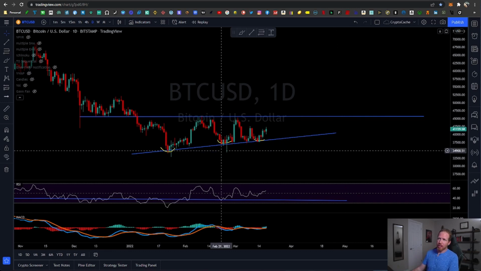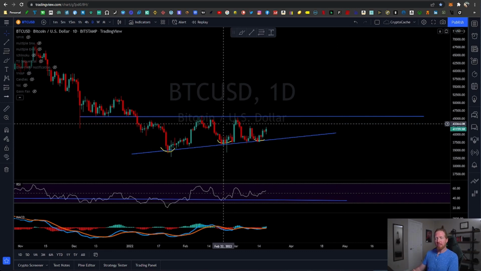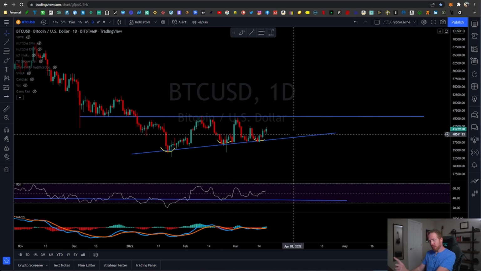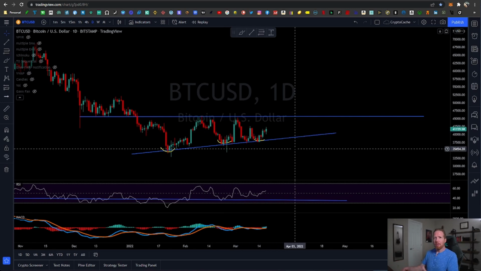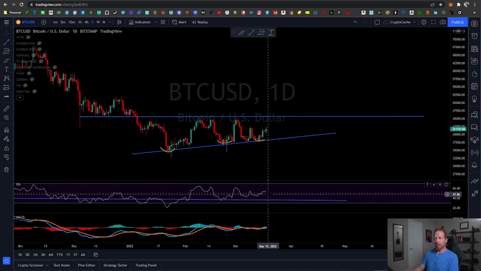But as you can see, higher lows essentially. We're not making higher highs yet, but the higher lows are continuing. That's an overall positive trend telling us the price is moving upwards. Extremely important. We look down here at the RSI, we're up over 50.